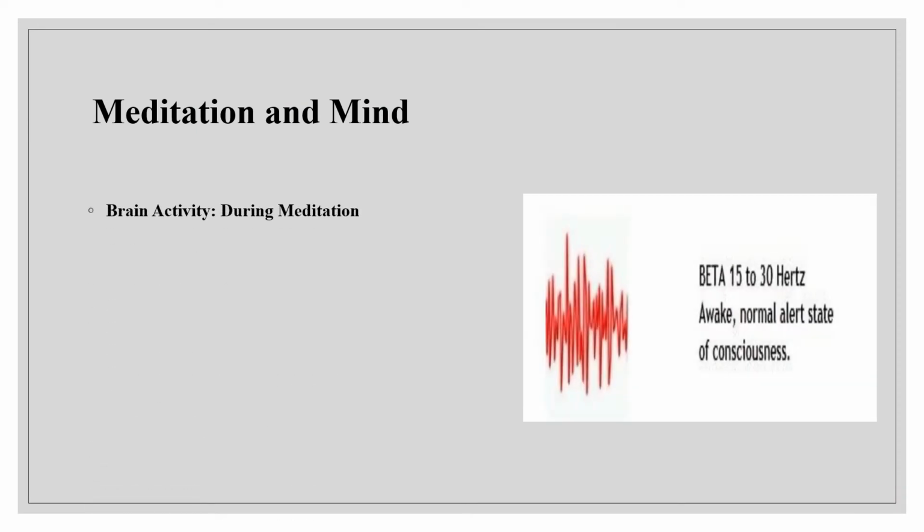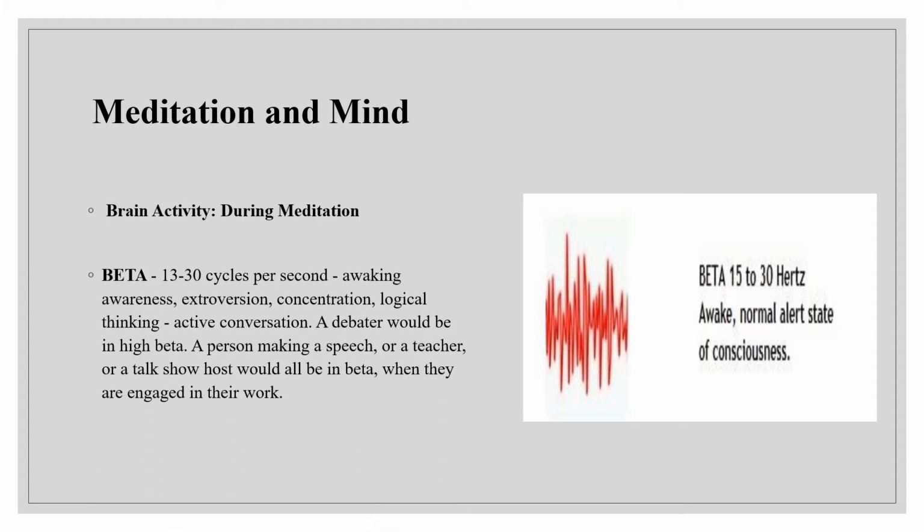So first topic is meditation and mind. Within that, we are going to start with brain activity during meditation. This is the diagram wherein you can see beta, that is cycles per second or hertz, which is the awake, normal, alert state of consciousness. So beta state of mind starts from 13 to 30 or 15 to 30 cycles per second or hertz.